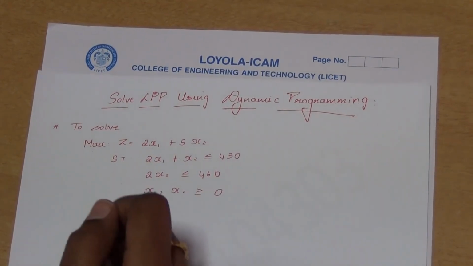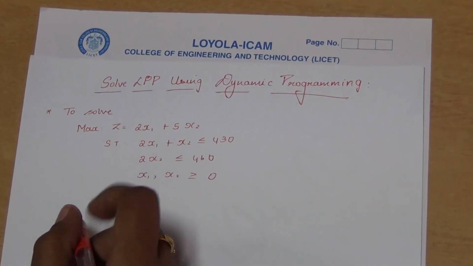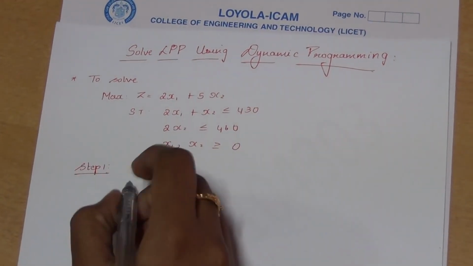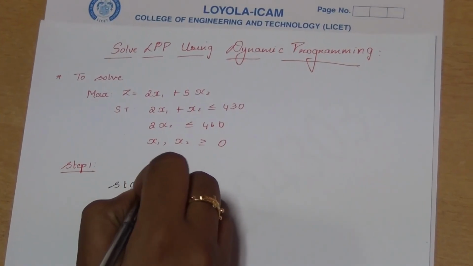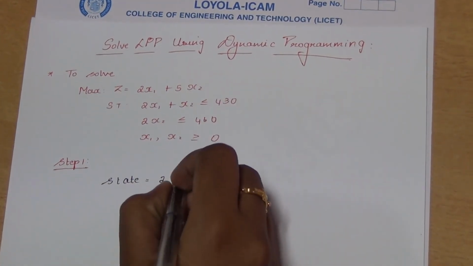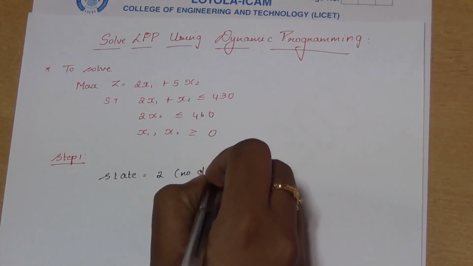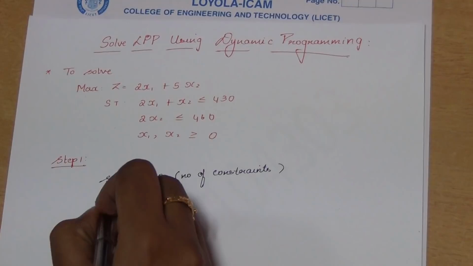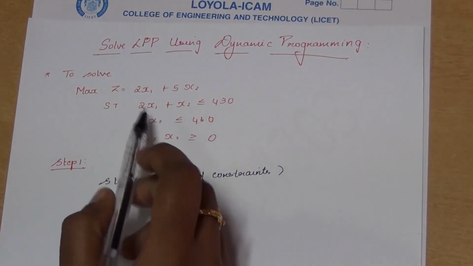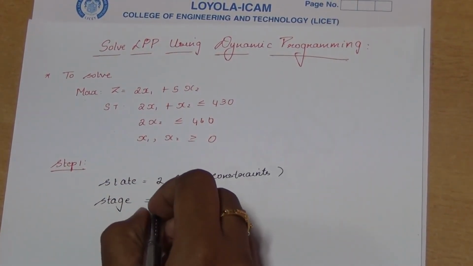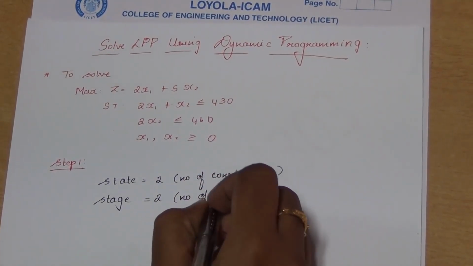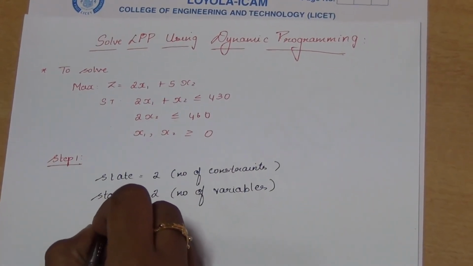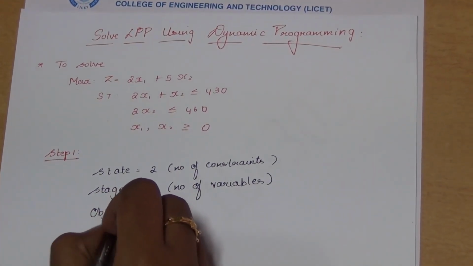In the first step, we have to find the state, stage, and the objective function. Step 1. State will be the number of constraints. Since we have two constraints, it is 2. Stage will be the number of variables. The variables used are x1 and x2, so it is also 2. And the objective function is z, which is maximization.